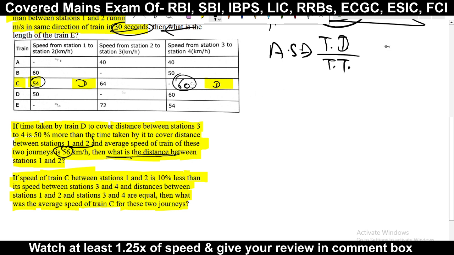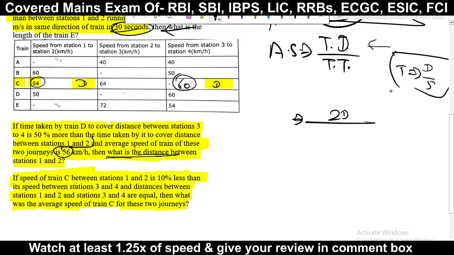So now what will be the total distance of these two parts? Total distance will be 2d, divided by total time. How do we calculate the time? Time equals distance by speed. So this is the distance and this is the speed. Again here, this is the distance, this is the speed, so we have to calculate the time separately.